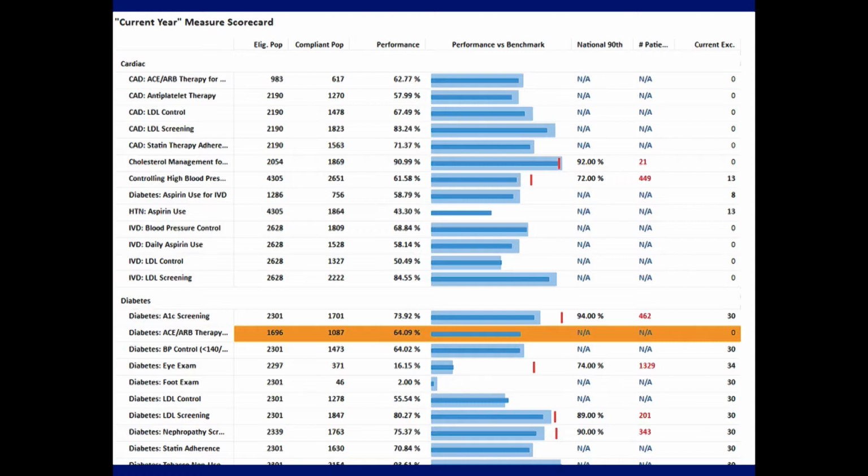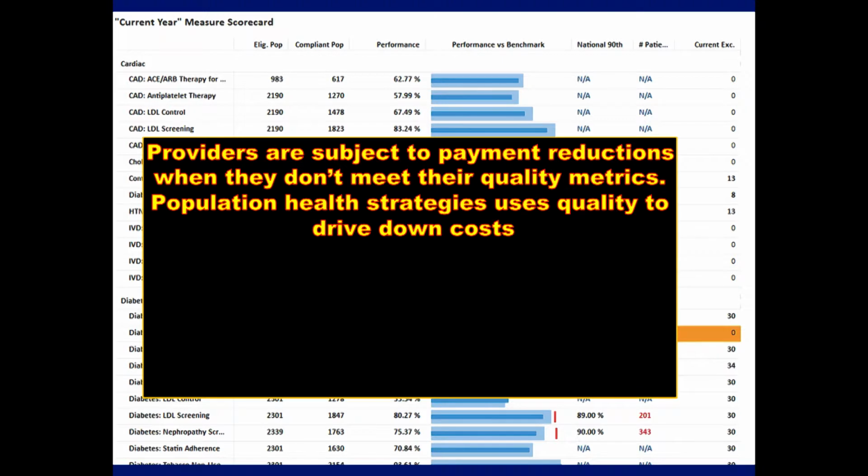So if you don't meet your quality metrics, providers are subject to payment reductions. So population health strategies use quality to drive down the cost. We know that if I am the practice and I'm getting only 64%, they're going to reduce my money. I'm going to do more to get 69% or 90%, and I'll get more money, because the more you meet your quality metrics, the more money you make. So now it's an incentive to do better, right?